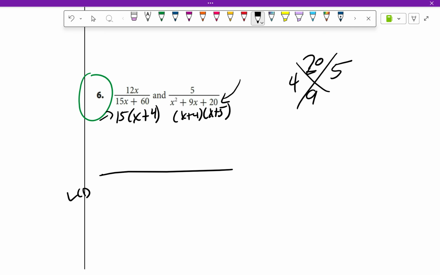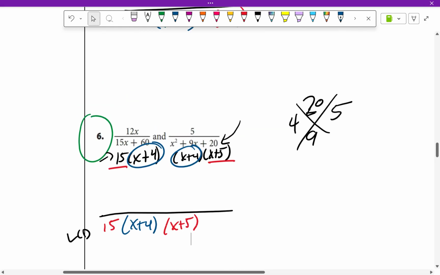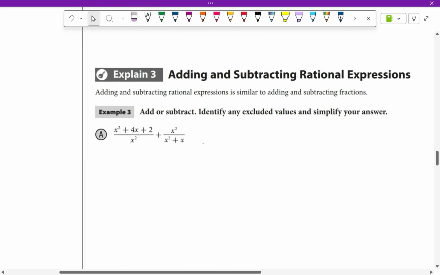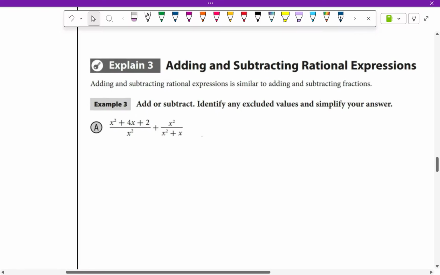All right, what would I circle that matches? How many times do I get to write it? Once. And then I underline everything else in red. So 15 and x plus 5. I tend to put my numbers up front, right? Any questions on how to create a least common denominator? Okay. Here's what we're going to do next. I want you to read that sentence and read the instructions, okay?